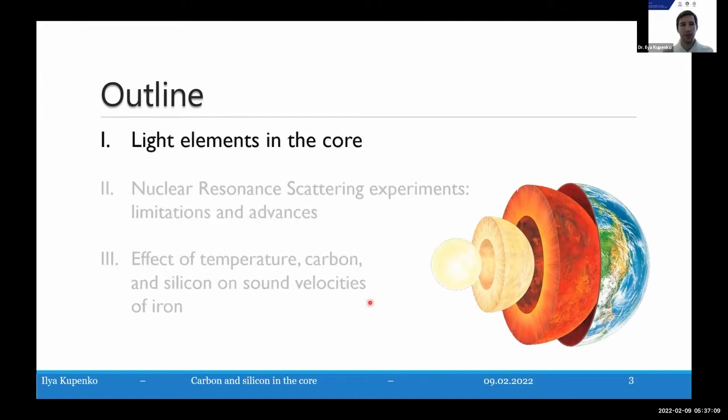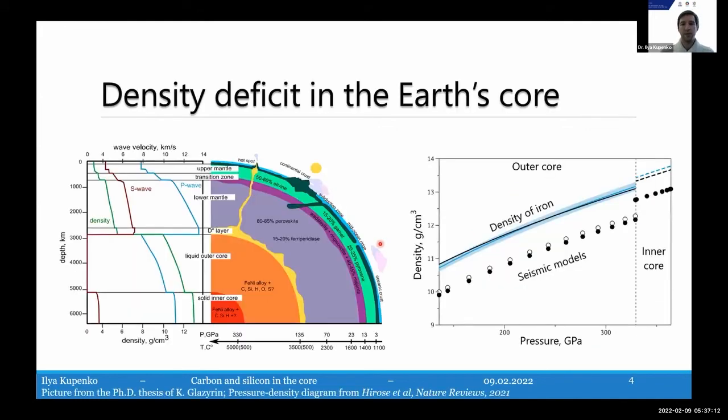So let's start with light elements in the core. As the deepest part of our planet is not accessible to direct sampling, the vast majority of information about the composition of the core we can get only from interpreting the seismic observations. The core is mostly comprised of iron with some amount of nickel, but additionally it should host around 4–7–8% of light elements to account for the density deficit compared with pure iron and the density of the core.